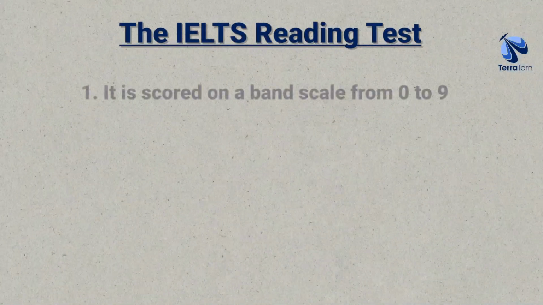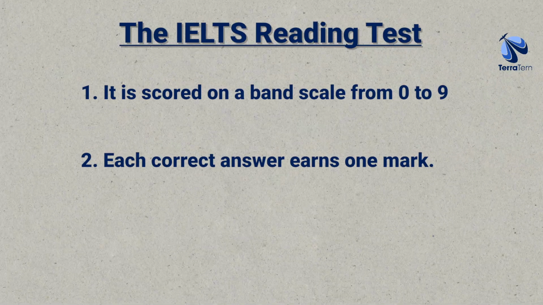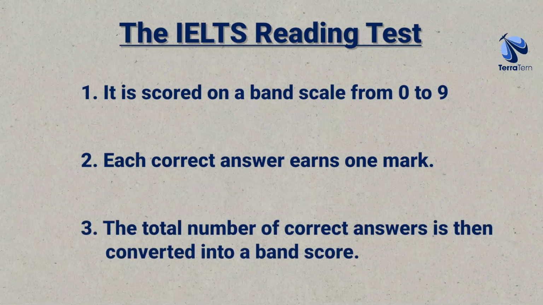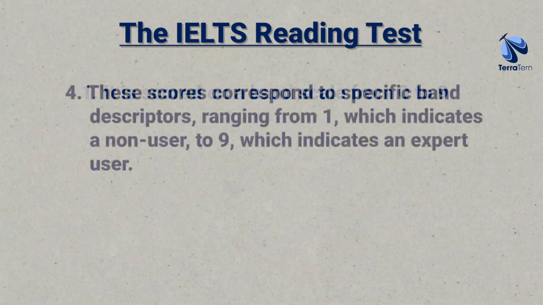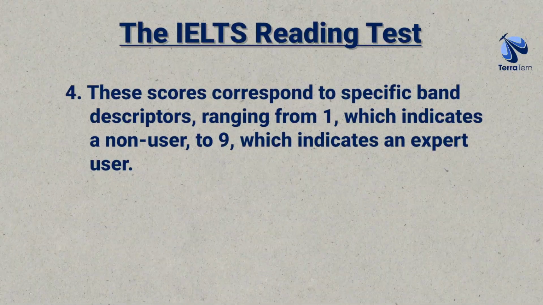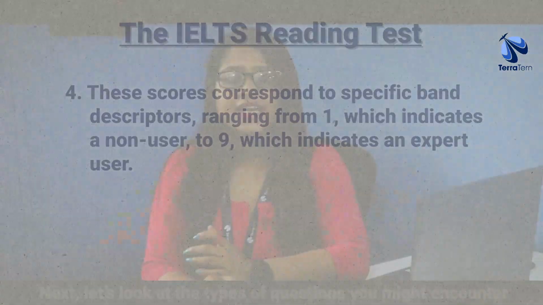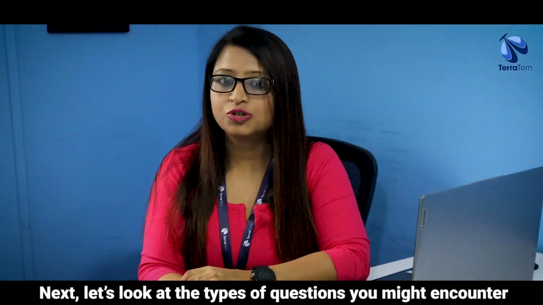The IELTS reading test is scored on a band scale from 0 to 9. Each correct answer earns 1 mark. The total number of correct answers is then converted into a band score. These scores correspond to specific band descriptors ranging from 1, which indicates a non-user, to 9, which indicates an expert user. Next, let's look at the types of questions you might encounter in the IELTS reading test.